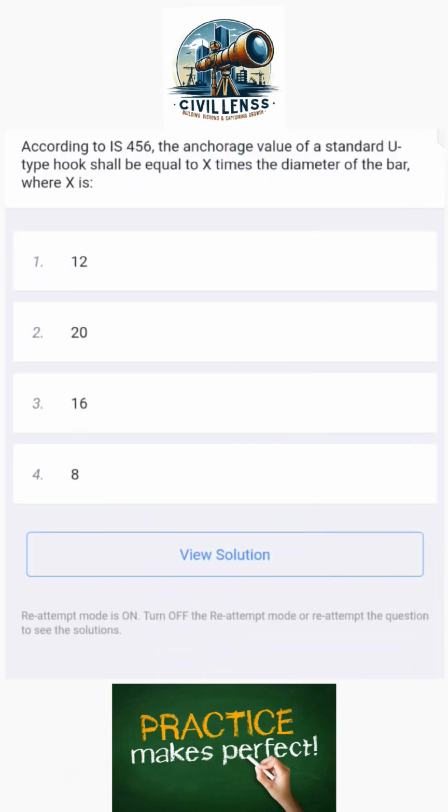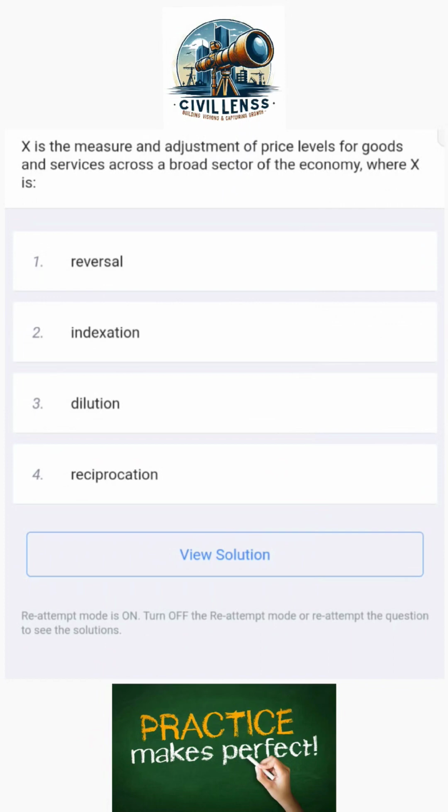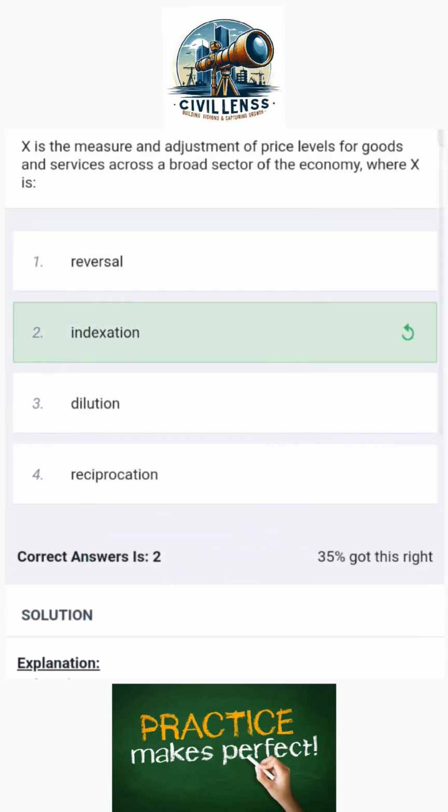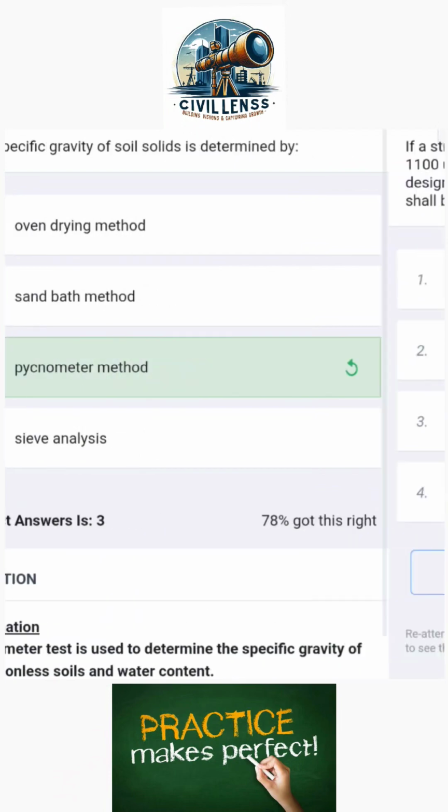Next, according to IS 456, the anchorage value of standard U-type hook shall be equal to x times the diameter of the bar, where x is equal to 16. Next, X is the measure and adjustment of a price level for goods and services across a broad sector of the economy, where X is indexation. The specific gravity of soil solids is determined by pycnometer method.